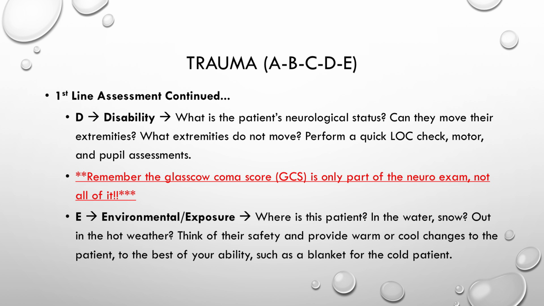Continuing with the first line assessment, D stands for disability. What is the patient's neurological status? Can they move their extremities? What extremities do not move? Perform a quick level of consciousness, motor, and pupil assessment. Remember that the Glasgow Coma Score is only part of the neuro exam and not all of the neuro exam.